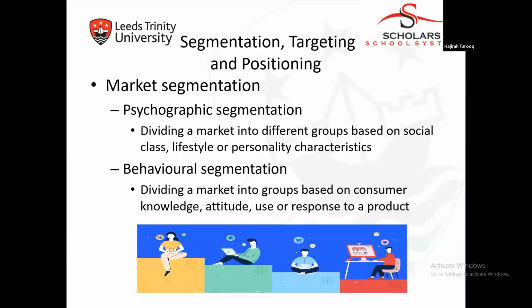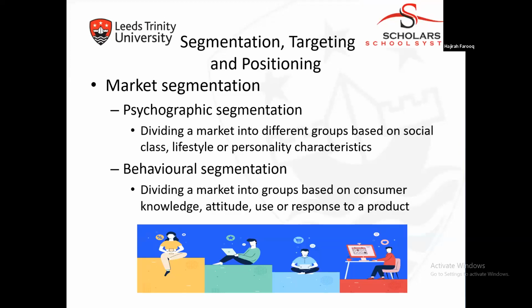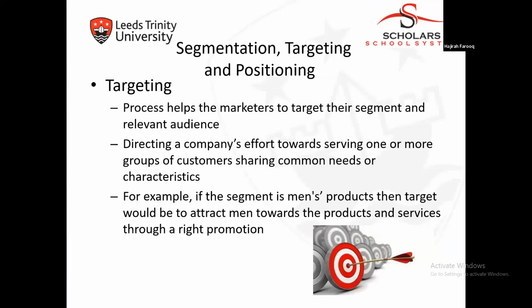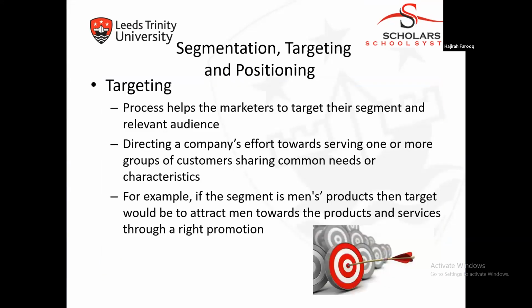Okay, so the segmentation discussion is in great detail. We discussed that the segmentation can be done in different ways. So it can be geographical segmentation, demographic segmentation, psychographic segmentation, and behavioral segmentation. And then we watched a video about segmentation here. It was about how to find your target market customer, and it was about McDonald's.